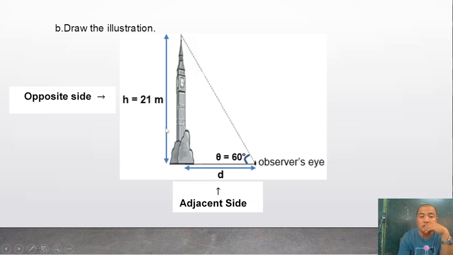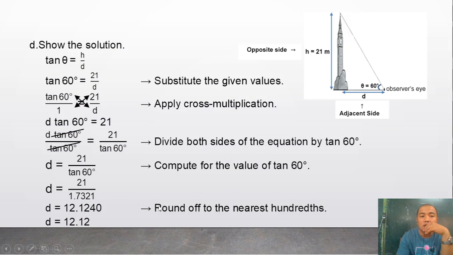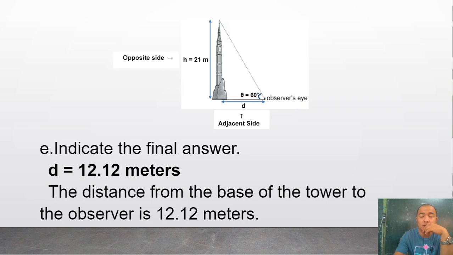So what are we going to use here? The sides involved are opposite side and adjacent side. So we're going to use the tangent function, TOA, opposite over adjacent. So tangent theta is equal to H over D, or tangent 60 is equal to 21 over D. Then cross multiply. D times tangent 60 equals 21 times 1, so 21. Divide both sides by tangent 60, cancel. Using your calculator, 21 divided by tangent 60 is 12.12. So the final answer is 12.12 meters. The distance from the base of the tower to the observer is 12.12 meters.